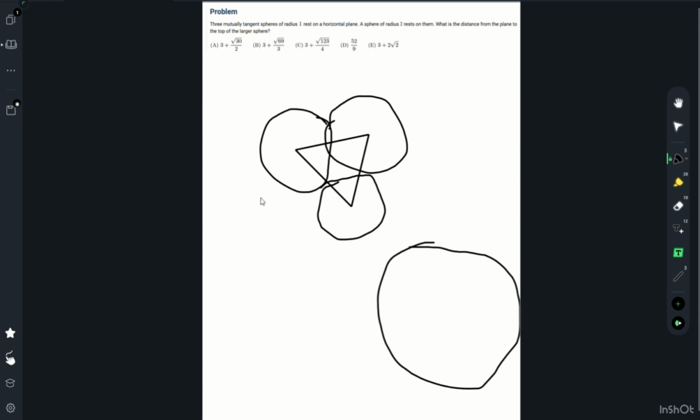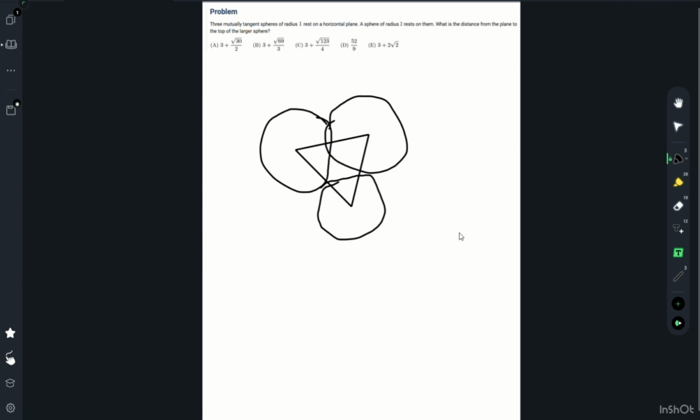The larger sphere will have to rest on these, and it will create a bit of confusion, because there is a small space in between, and as this rests on it, the space will cause this sphere to go lower. So it's not just going to be 5. It's going to be smaller.